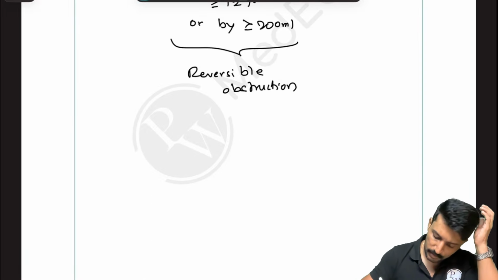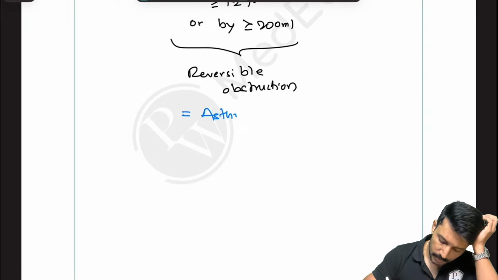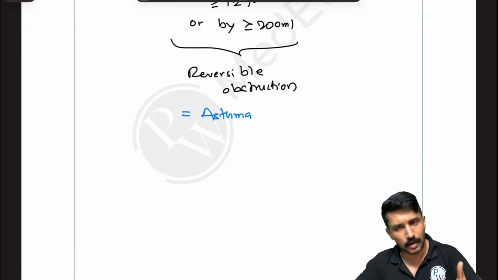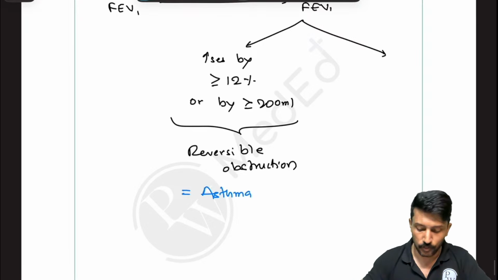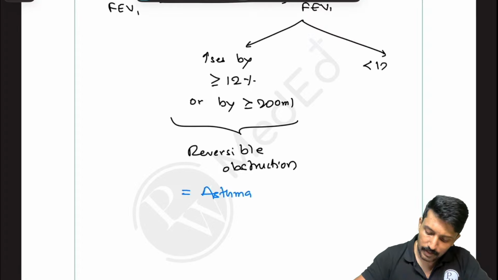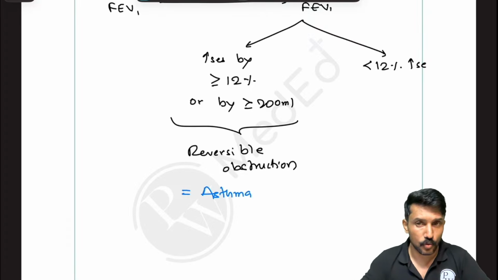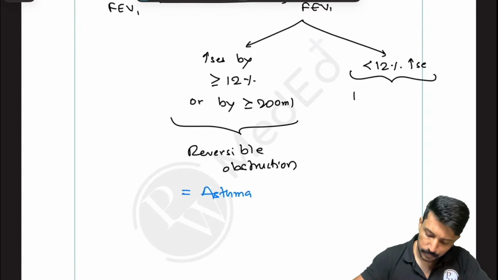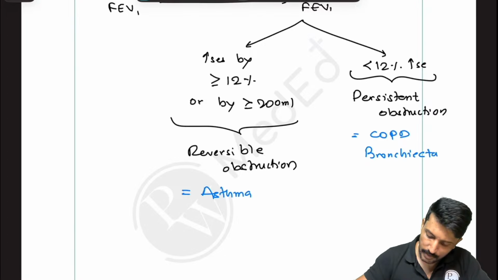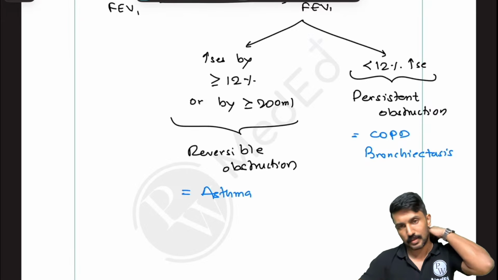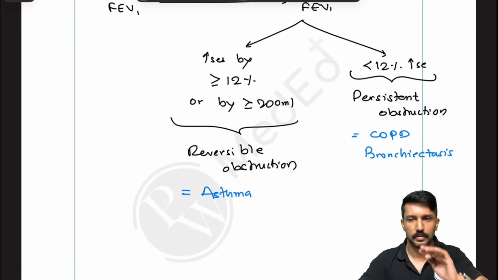And whenever we have reversible obstruction, it is equal to asthma. Asthma is the only condition where bronchoconstriction is reversible. But in COPD, it's not completely reversible. So it may increase, but not more than 12%. If there is less than 12% increase, it could mean zero also, right? It is suggestive of persistent obstruction. Persistent obstruction can happen in two conditions. What are those? COPD as well as bronchiectasis. Now, based on the context and history, we can differentiate between bronchiectasis and COPD, right? Clear? Now we know how to approach the diagnosis.